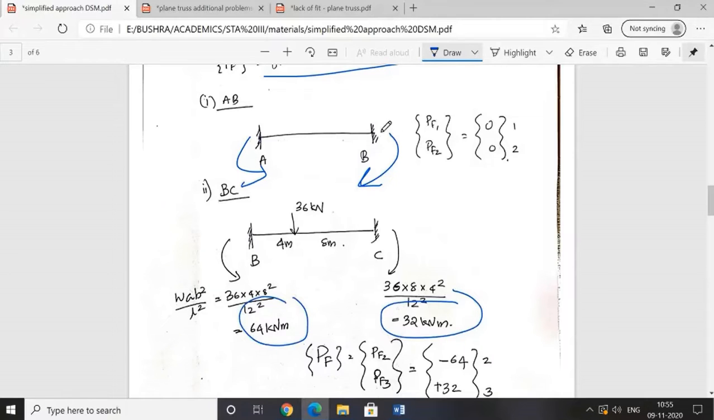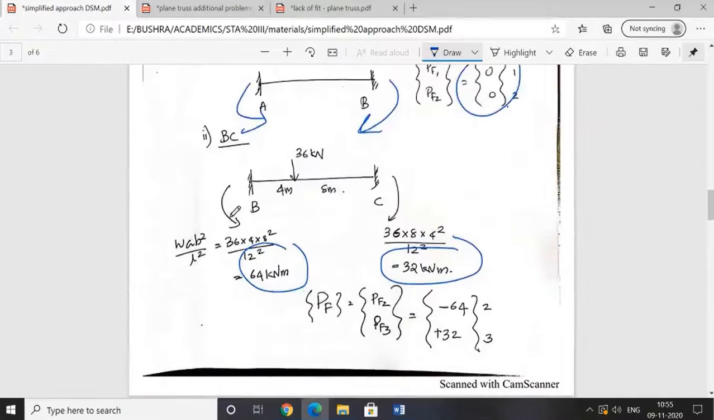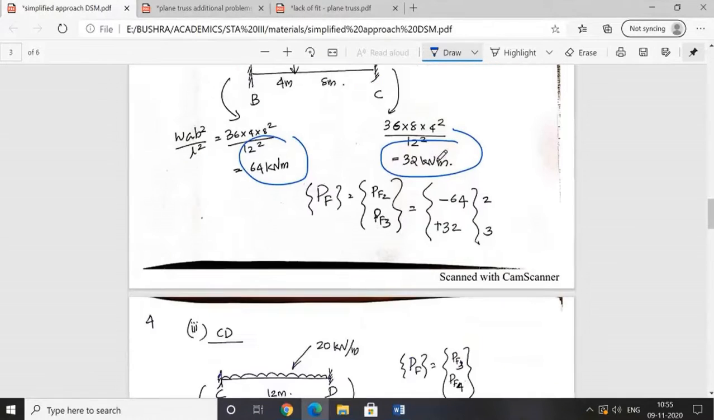So in the first span, there is no load, so the PF value is 0. The second span, I found it as 60 for anticlockwise, WAB square by L square and WAB square by L square. Here it is 64 and 32.